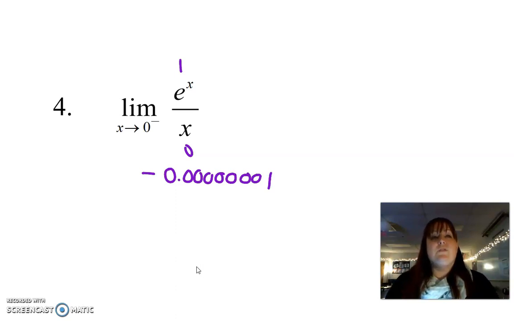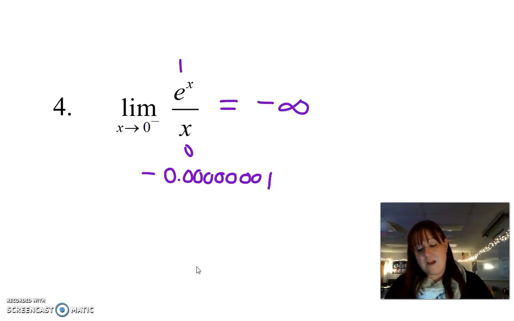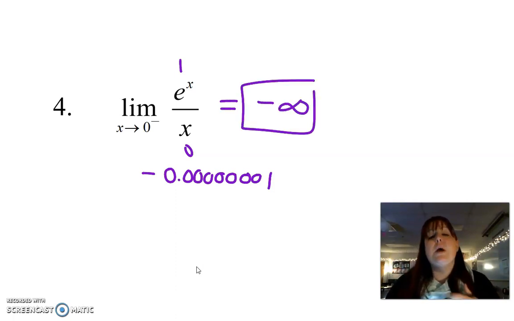So what happens when I divide 1 by a tiny, tiny, tiny negative number? I get a huge negative number out, right? 1 divided by a tiny number is a huge number. Okay, so the limit of this one is negative infinity. Again, I did not need L'Hopital's for this because I did not end up with the indeterminate form. I do not have 0 over 0 through direct substitution, so I do not use L'Hopital's. I just have to then reason about the fact that it's coming from the left.